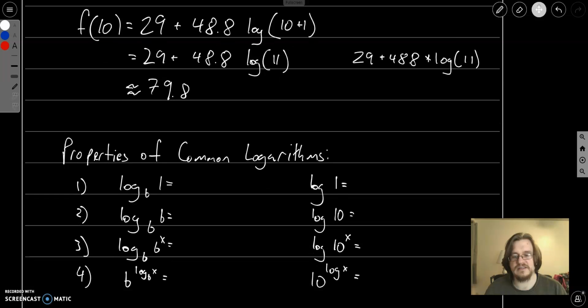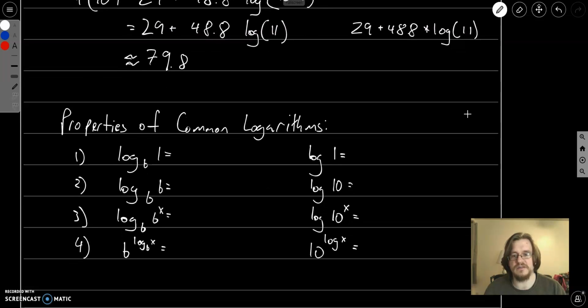So for the moment, let's look at some properties of common logarithms again. I've written the original property over here, and we'll just write it in terms of the common log as well. Whenever we have the log base b of 1, this is asking b raised to what power is 1? Well, anything to the 0 power is 1. So log base 10 of 1 is also 0. Log base b of b is always 1, because b to the first power is b. So this is also just going to be 1.